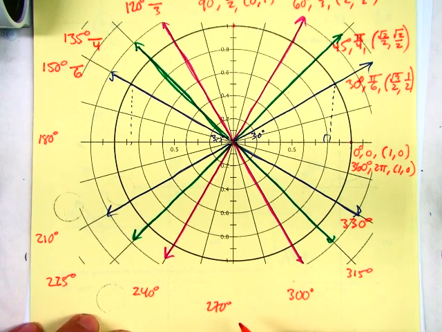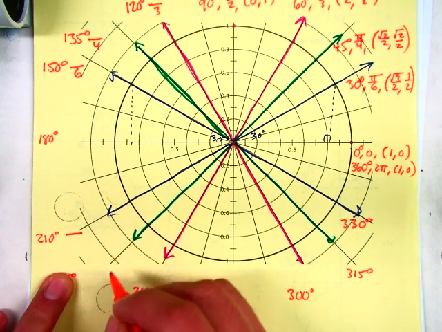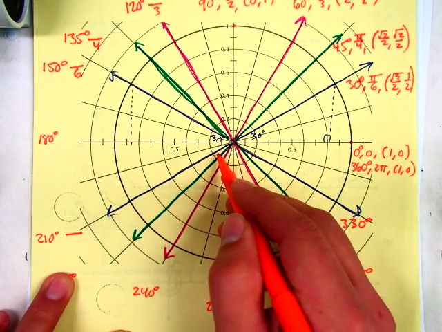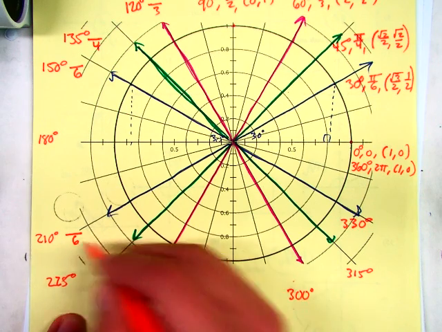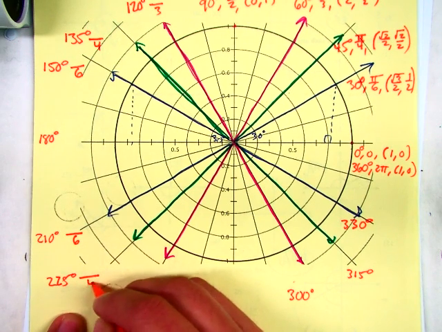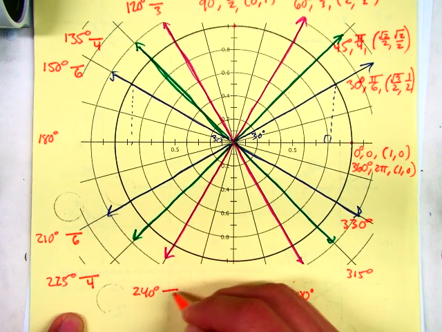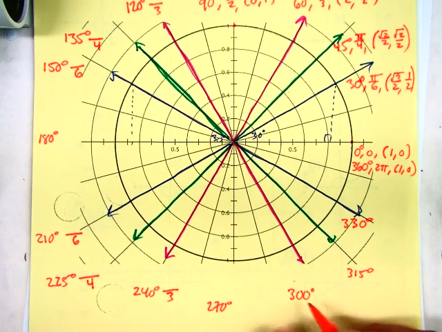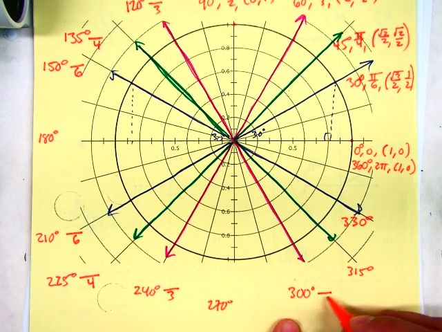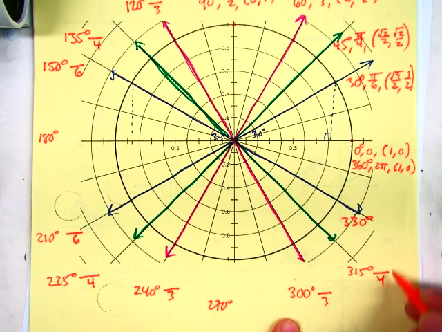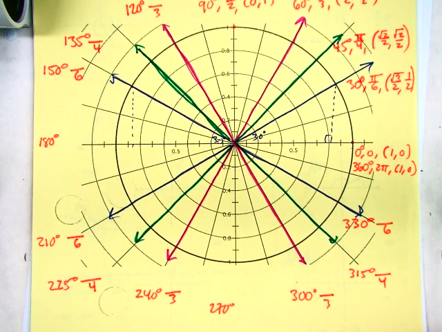What about over here? This is the one that's closest to x, so that'll be over 6. This one will be over 4. And this one will be over 3. This one is going to be over 3, 4, 6. Okay? Now, how do we quickly figure out the radians? Let's fill in the big ones.